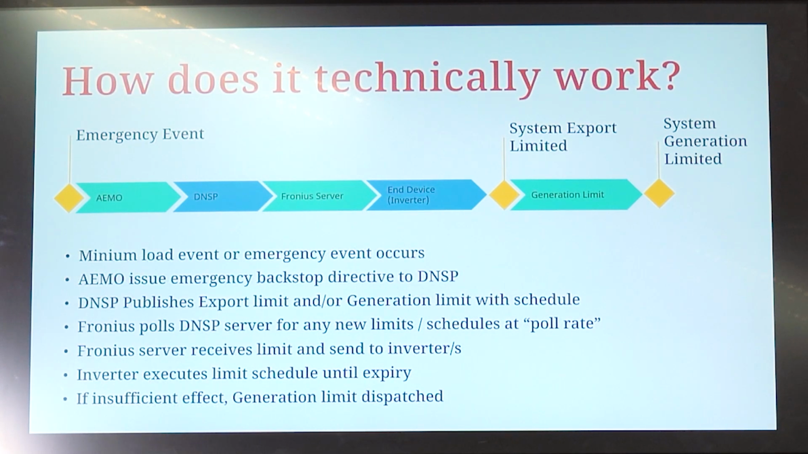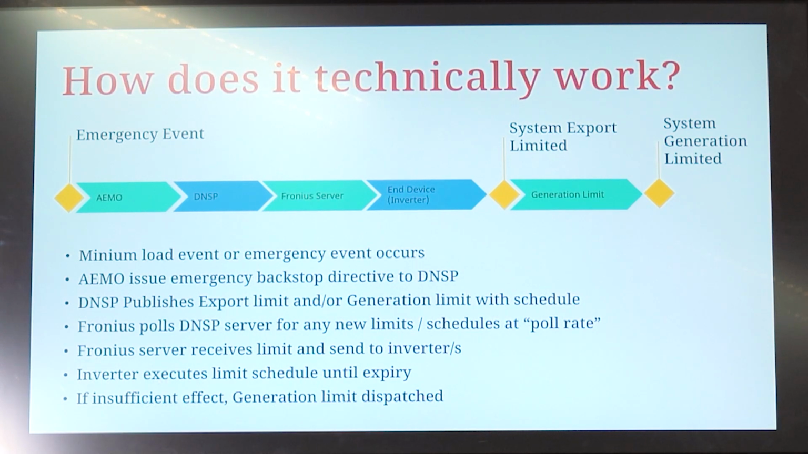Then the Fronius server is polling the utility server, asking, okay, what's my limit, at what they call a poll rate. That can vary depending on the times. It could be 15 minutes, it could be 5 minutes, etc. We poll the DNSP server and we know what that limit is for that particular device or set of devices. So we receive the limit from the DNSP in our server, and we forward that to the inverters.